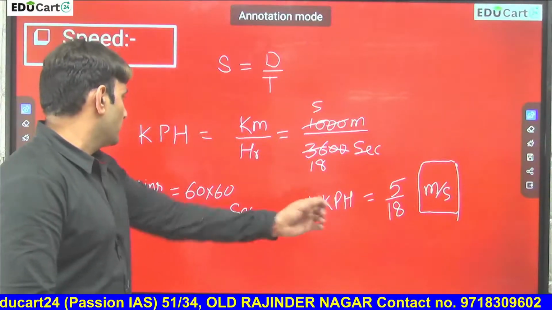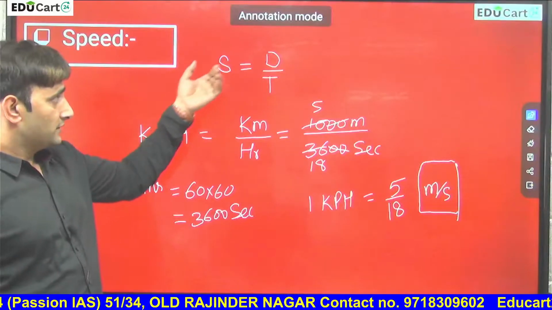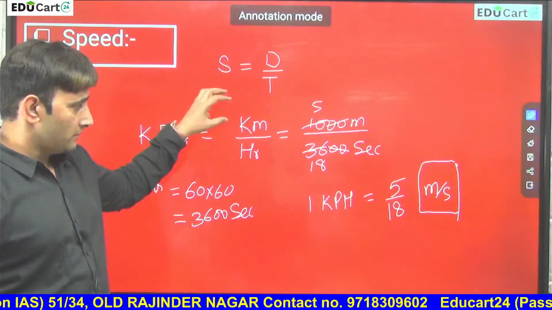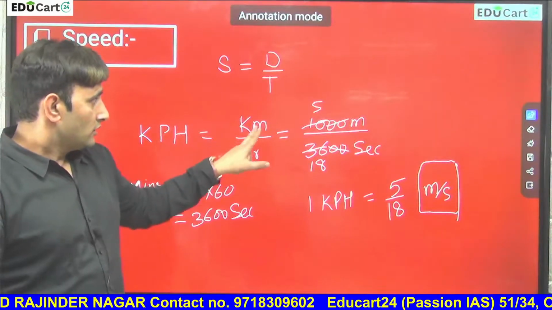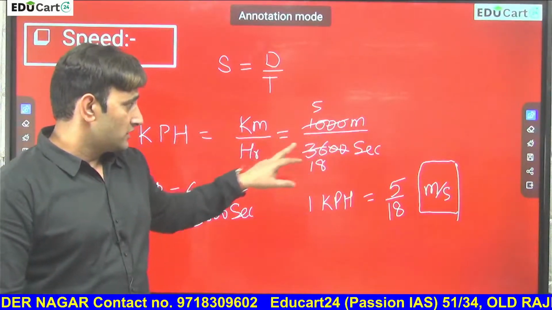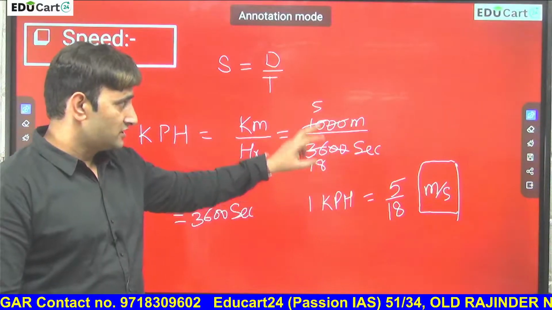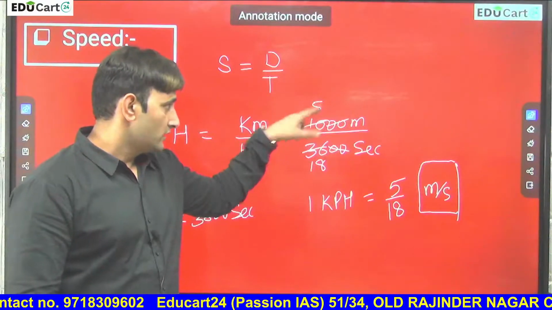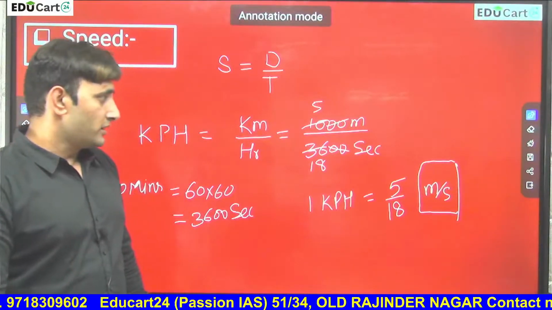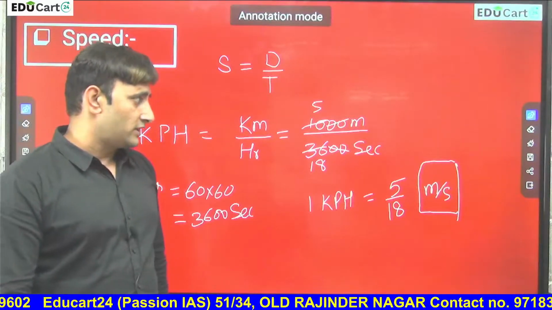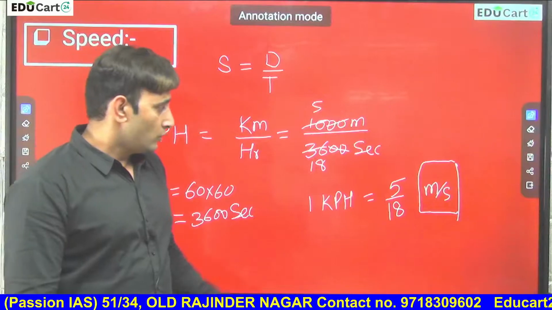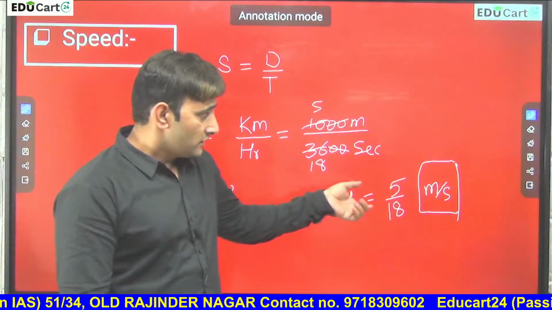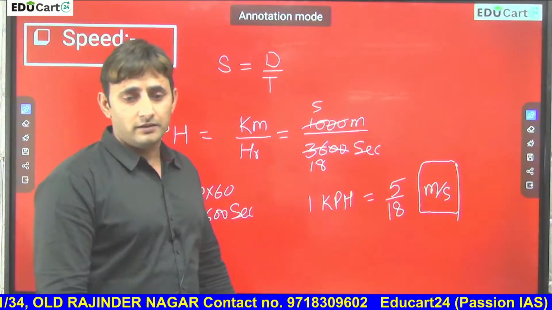I am repeating one more time. Speed is distance covered per unit time. I am considering distance in kilometer and time in hours. Kilometer is 1000 meters and 1 hour is 3600 seconds. So if you cancel out, you will get 5 upon 18. Kilometer per hour is 5 by 18th times the meter per second value. So 1 kilometer per hour is basically 5 by 18 meter per second.